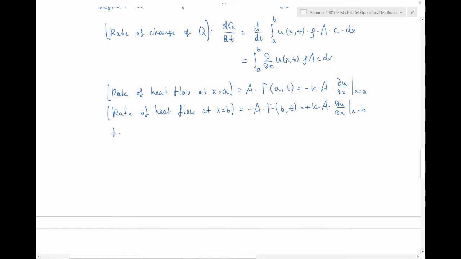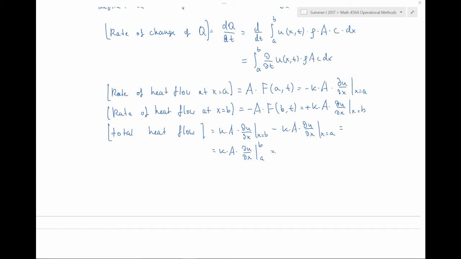So the total heat flow through the section is going to be the summation of those quantities. When we talk about the fundamental theorem of calculus, we often denote this operation as a function computed from a to b. And if I want to express it as an integral, it seems like du dx is the antiderivative of the second derivative. So it's going to be the integral from a to b of k times A times the second derivative of u with respect to x, integrated with respect to dx.